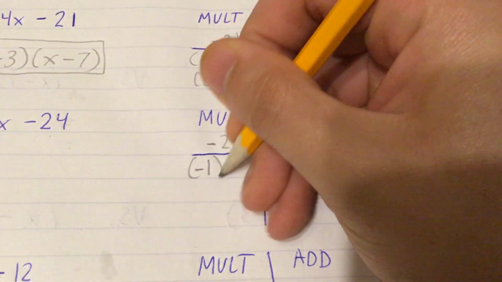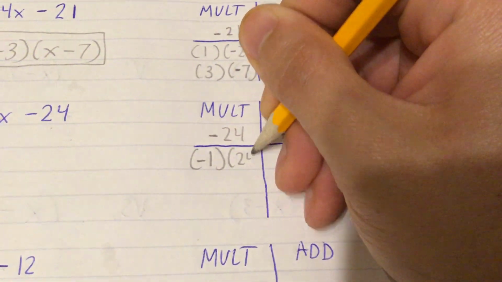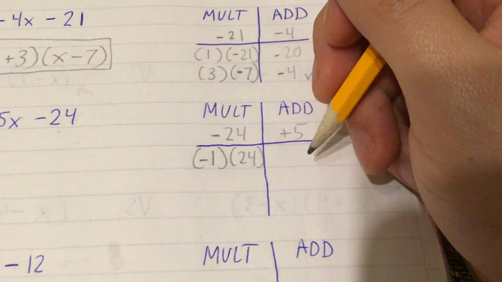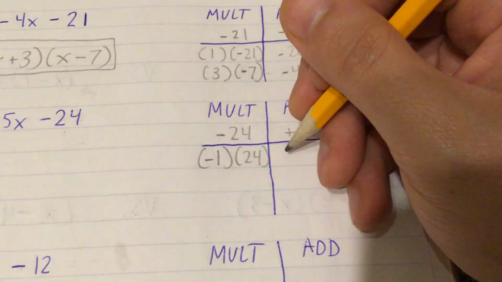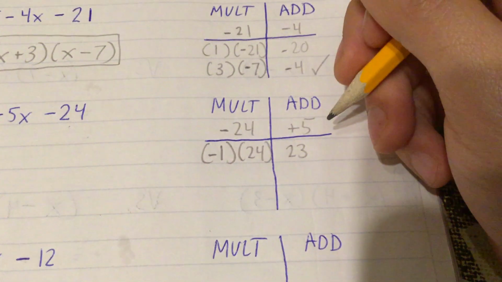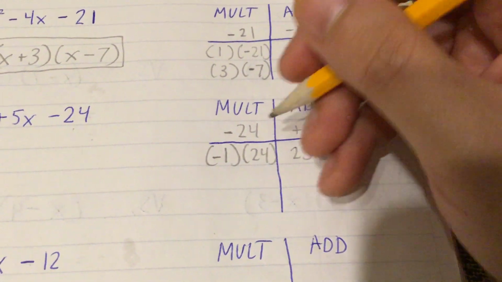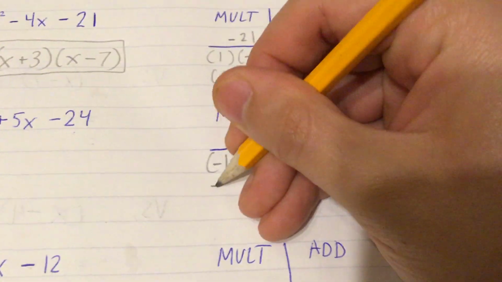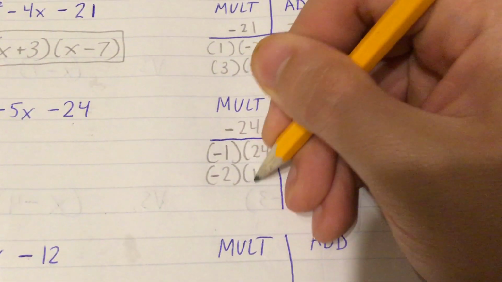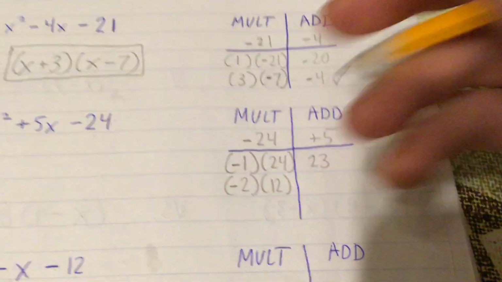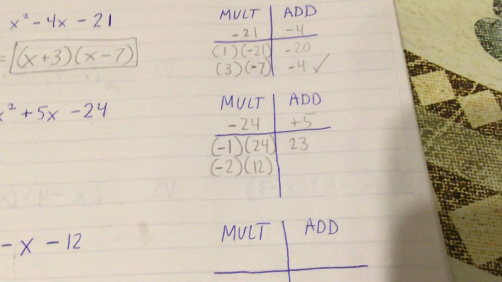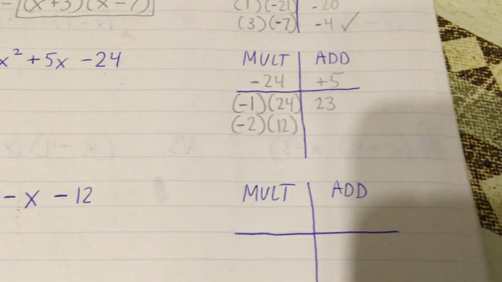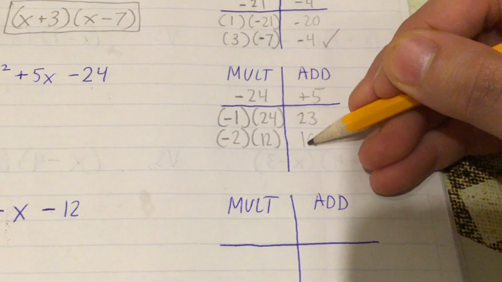Negative 1, positive 24. Negative 1 times 24 is negative 24. Negative 1 plus 24 is 23. That's not what I want. Can I divide by 2? Yeah. Let's try negative 2 and positive 12. Negative 2 times positive 12 is negative 24, but what's negative 2 plus 12? Positive 10.